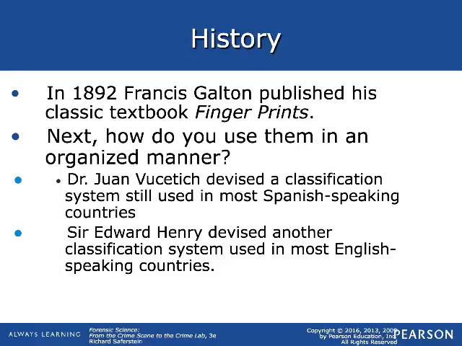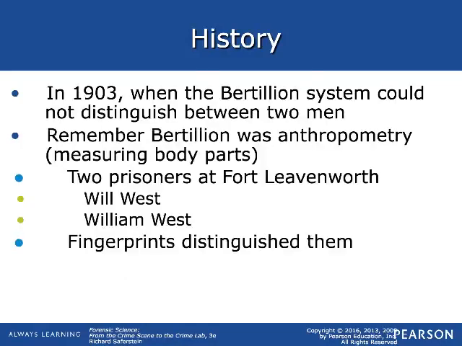So Dr. Juan, and I'm not sure how you're supposed to say his name, Vucetich, devised a classification system that was used in Spanish-speaking countries. And then Sir Edward Henry devised a different classification that was used in most English-speaking countries. So we couldn't agree on it, but that's how they started doing it. And there's more in the book about it.